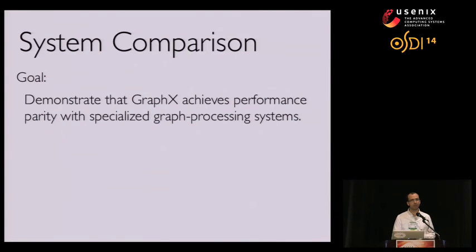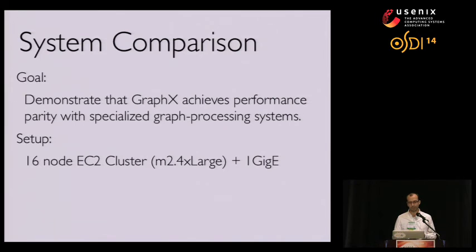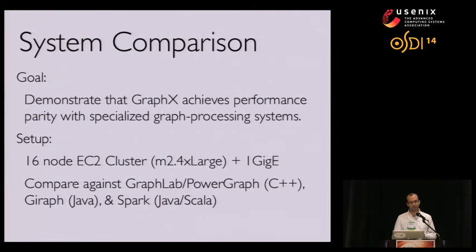All right, so finally, I want to talk about our system comparison. So the goal of the comparison was really to show that GraphX can achieve parity with these specialized graph processing systems. And to do that, we used a 16-node EC2 cluster, and we compare against GraphLab in PowerGraph, a C++ API, Giraph, a Java framework, and Spark, a Java or Scala-based framework.